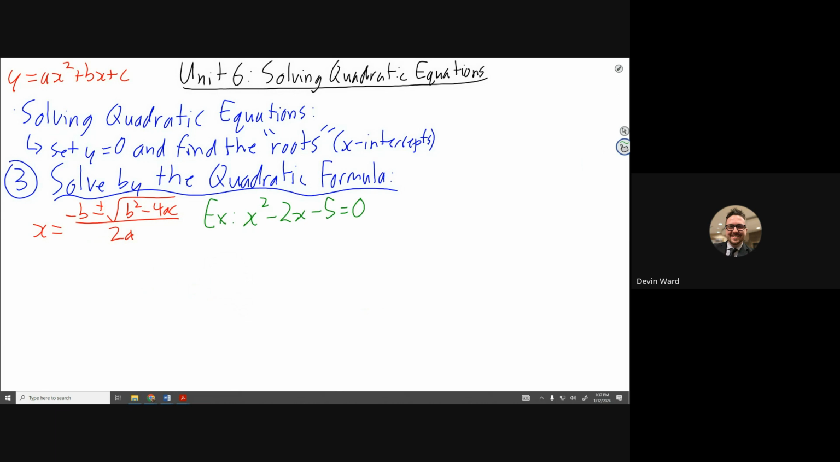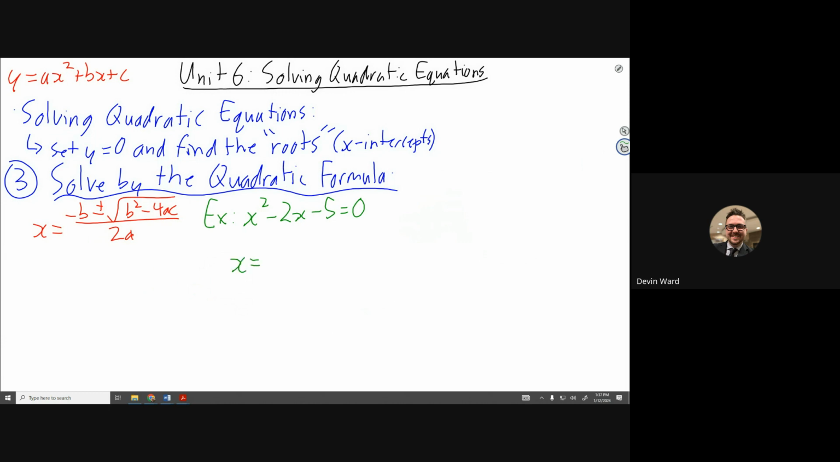If I were to do an AM chart, I need two numbers that add up to -2 and multiply to -5. Well, the only two numbers that multiply to 5 are 1 and 5. There's no possible way I can get 1 and 5 to add up to 2. So I can't factor it. Therefore, I have to use the quadratic equation.